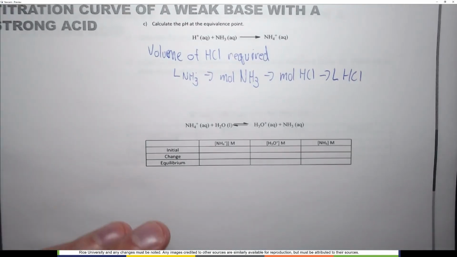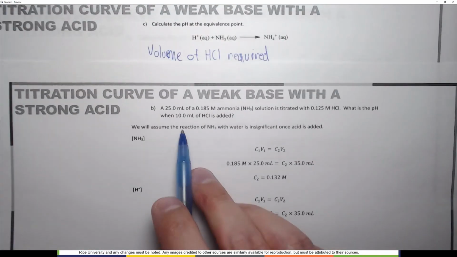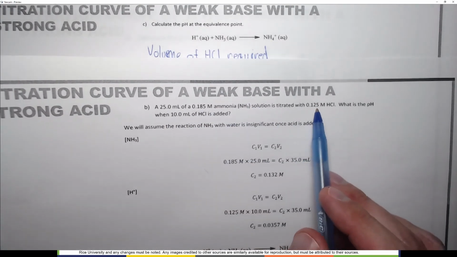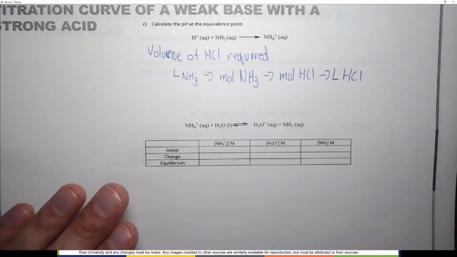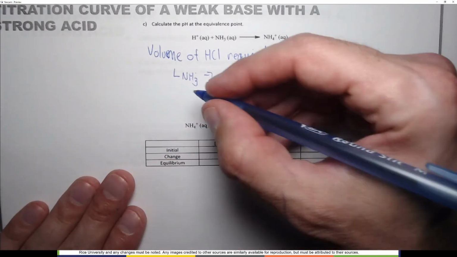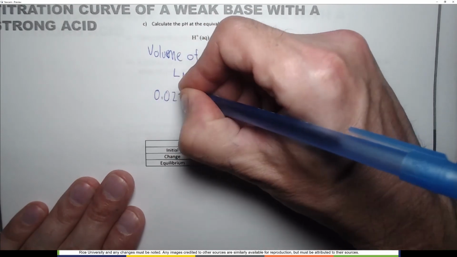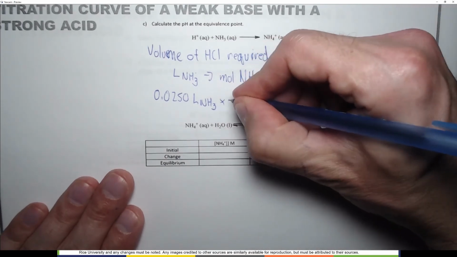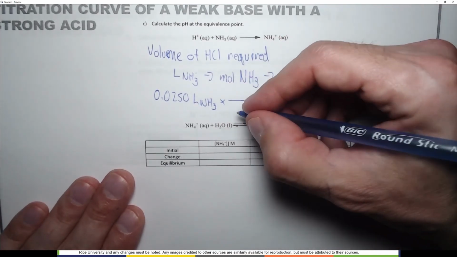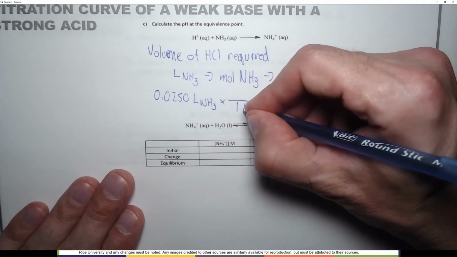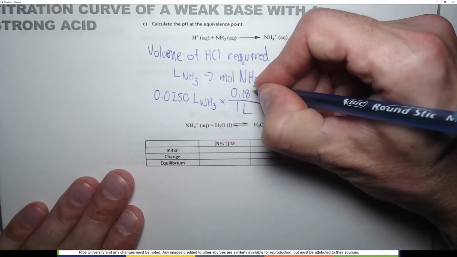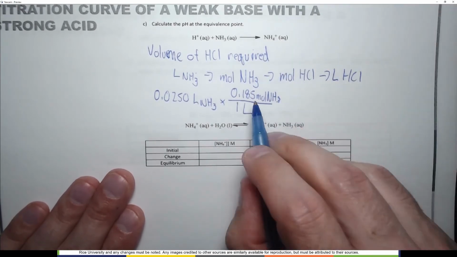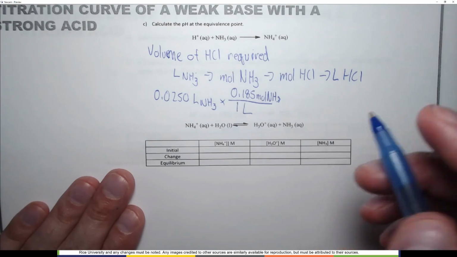And you'll remember from the previous question, we know that we have 25 milliliters of 0.185 molar ammonia, and we're titrating with 0.125 molar HCl. So we're starting with the liters of this, which is 0.0250 liters of NH3. We now want to convert that to moles. In order to convert it to moles, for this particular NH3 solution, for every 1 liter, there are 0.185 moles of NH3. Said another way, it's a 0.185 molar solution.